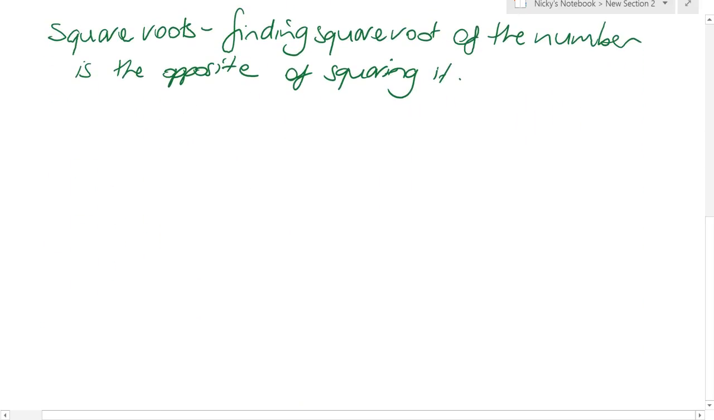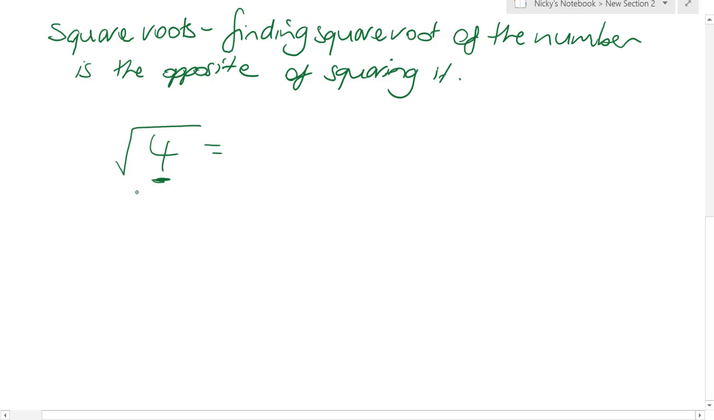Finding the square root of a number is the opposite of squaring it. We use this little symbol, which is like a tick with a roof, which is another way to remember it. When we say the square root of something, we're talking about finding the number that times by itself gives the number that's in the square root symbol.